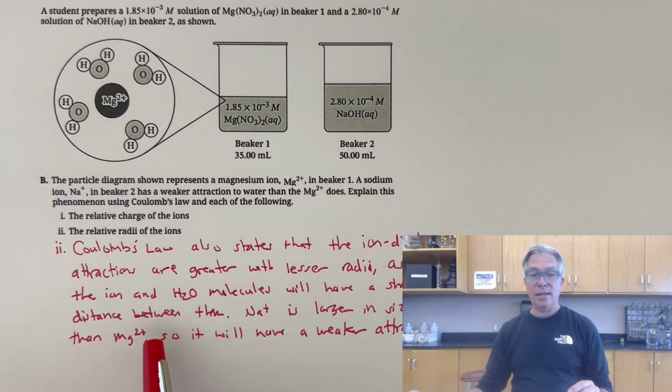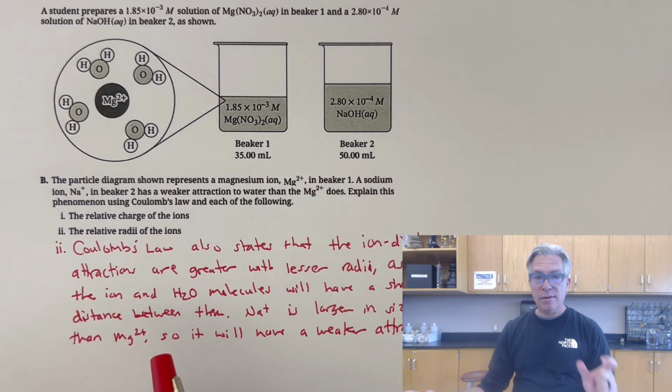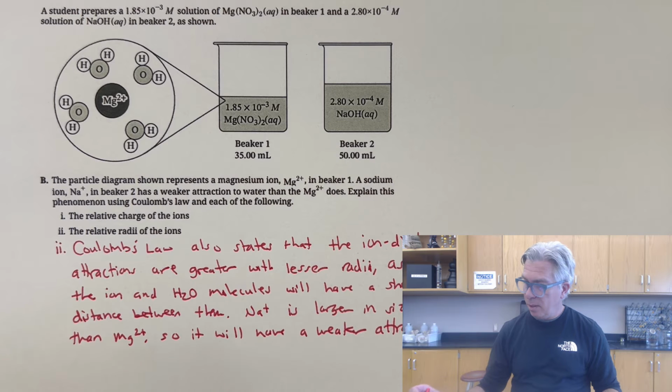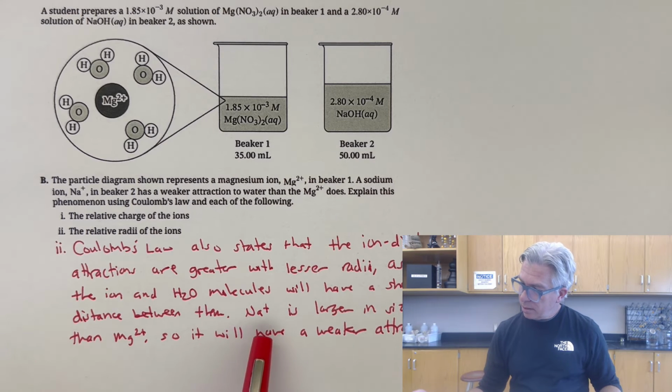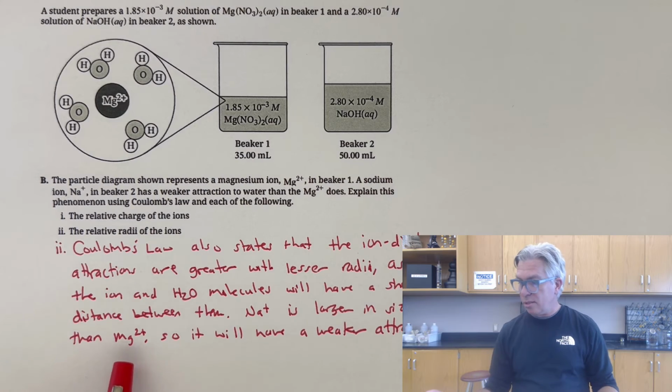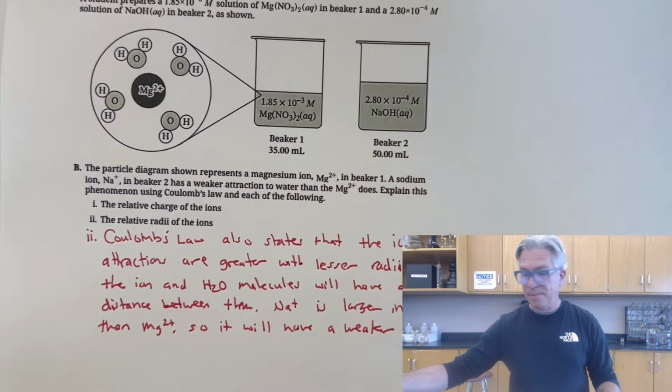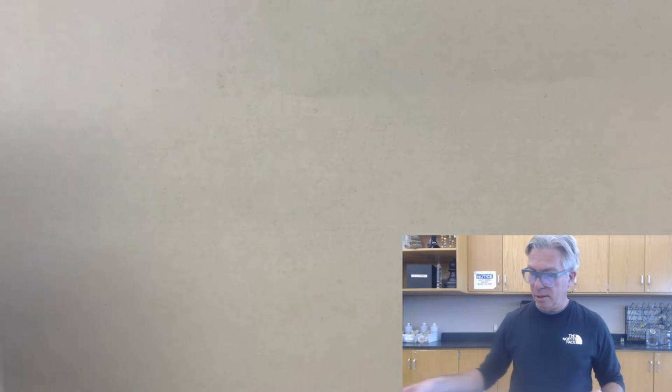So Coulomb's law says the energy of the attraction is proportional to the charges on the ions, or ion, and inversely proportional to the distance between them that they get to. So sodium is larger in size than magnesium 2 plus, and so it will have a weaker attraction. So that's the two parts of Coulomb's law.